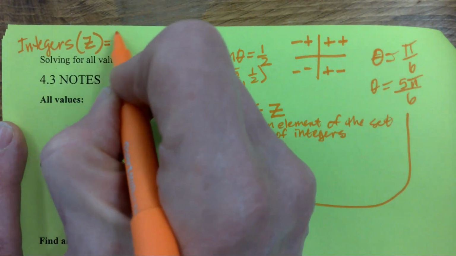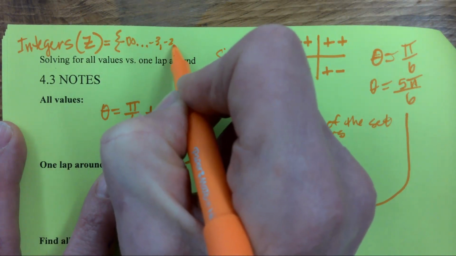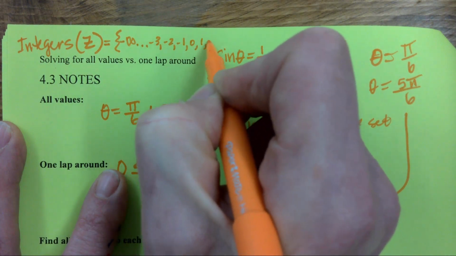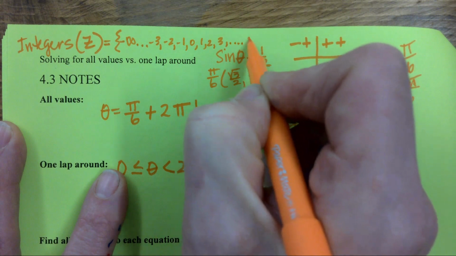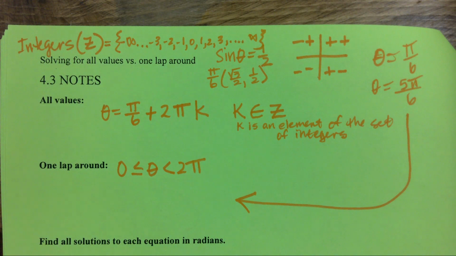And integers is the set of numbers that go from negative infinity all the way through all the negative whole numbers, all the way up to positive infinity. So that's our set of numbers known as the integers. And again, this is us translating this language of math. This is telling me that theta is pi over 6, and it's pi over 6 plus 2 pi, and it's pi over 6 plus 4 pi, because that k is 2, and it's pi over 6 plus 6 pi, and this goes on and on forever, infinitely in both directions.